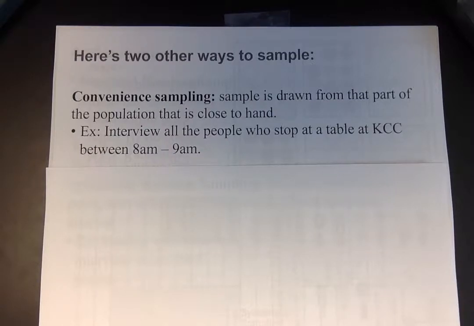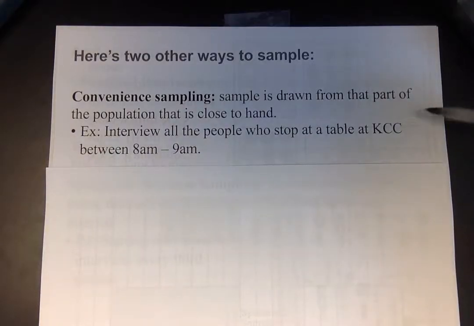An example of this is if my population is all of the students at Sage. Well, maybe I set up a table outside of where you get your food at KCC for an hour, and I interview everybody that stops at that table. That would obviously probably be a pretty bad sample from a statistical perspective because that sample is probably not representative of all SAGE students. But it sure was cheap and it sure was convenient.